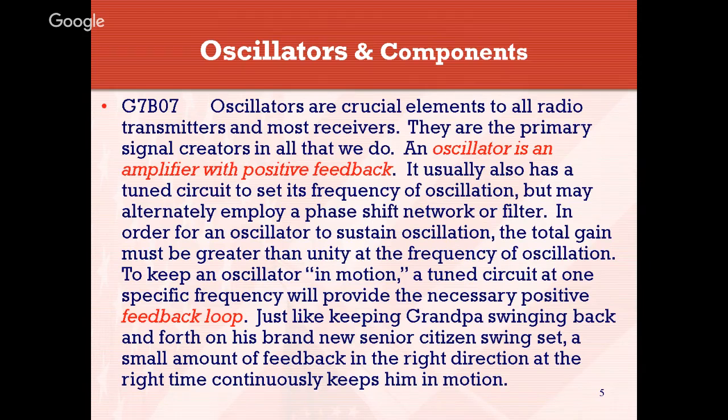In order for an oscillator to sustain oscillation, the total gain must be greater than unity at the frequency of oscillation. To keep that oscillator in motion, a tuned circuit at one specific frequency will provide the necessary positive feedback loop, just like keeping grandpa swinging back and forth on his senior citizen swing. I don't know where they come up with this stuff. So, an oscillator is an amplifier with positive feedback, and it contains circuitry for a positive feedback loop.